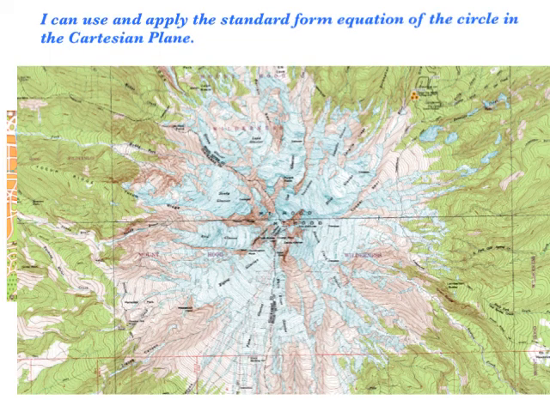The skill again was I can use and apply the standard form equation of the circle in the Cartesian plane. And the map featured below, if you look closely, it says Mount Hood. So this is of Mount Hood, just outside of Portland, Oregon. And the type of map is a topographical map.